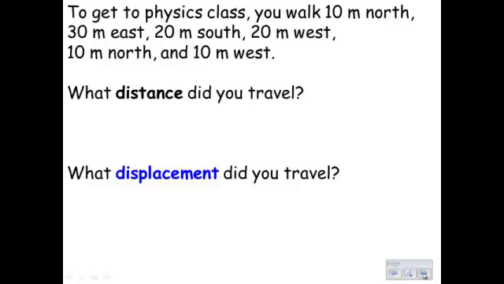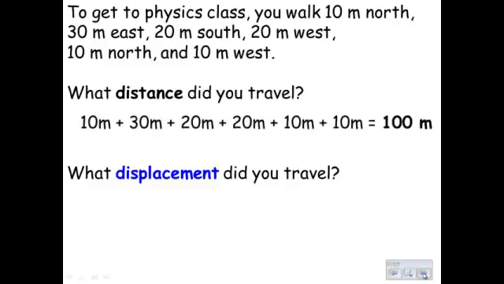To calculate distance, you have to take into account every single step. So we have to add together every single portion of that problem. 10 meters plus 30 meters plus 20 meters plus 20 meters plus 10 meters plus 10 meters tells us that the total distance traveled is 100 meters. And notice we didn't have to take direction into account because distance is a scalar quantity. We only had to take into account the size or magnitude of that problem.